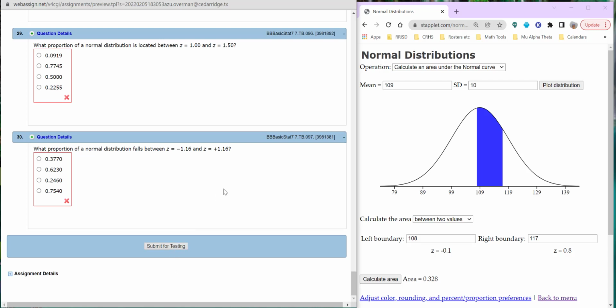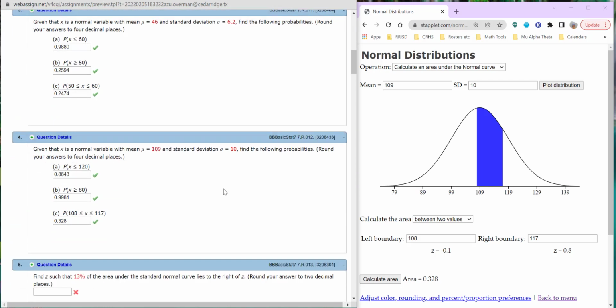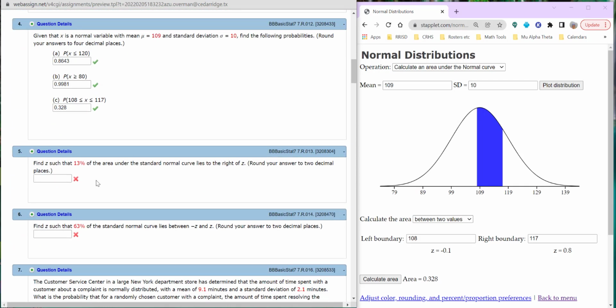And then the next question we're dealing with is actually going to be a different part of our thing. So we want to find Z such that 13% of the area lies to the right of Z. If they want you to find Z, that means you really want to have the 0, 1 distribution. That's what you want, okay? So make a note. If you're trying to find Z, change that to 0 and 1.